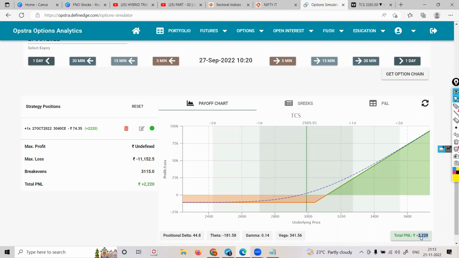Can someone please quickly tell me what is 2,200 on a capital of 15,000? Next day you got 8%. That's it. Next day you got 8 to 10%. This is how it happens. Though the TCS stands in your red zone, still you are getting 2,200 profit because of the momentum. You got it because of the delta, because of the momentum. Now, let me take you to the next day.